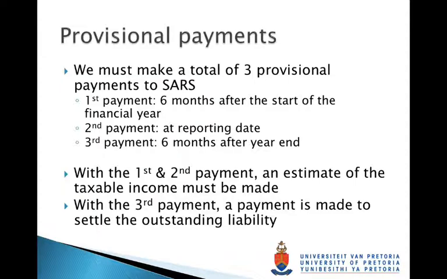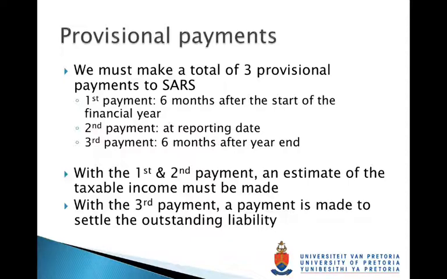Then the third thing that we do is provisional payments, where you will calculate based on that if you have an over or under provision. What is a provisional payment? In terms of SARS, you must make 3 provisional payments for SARS. The first one is 6 months after the start of the financial year. The second one is at the reporting date, and the third payment is 6 months after year end.